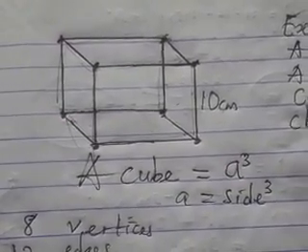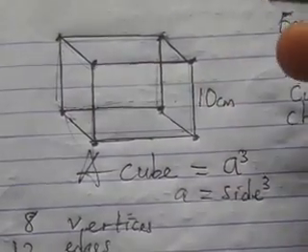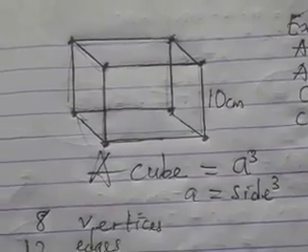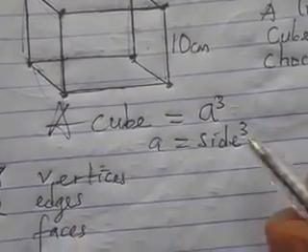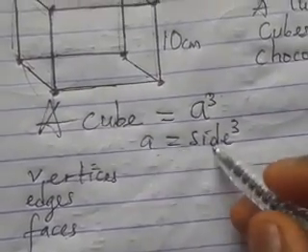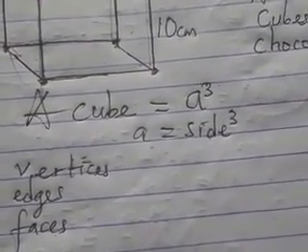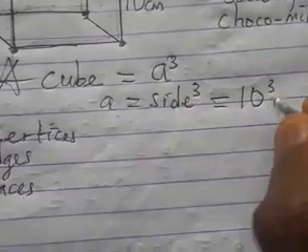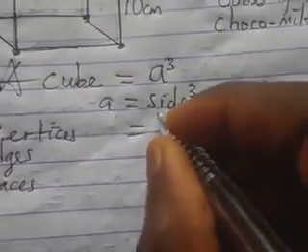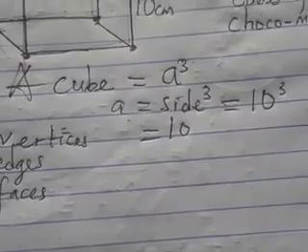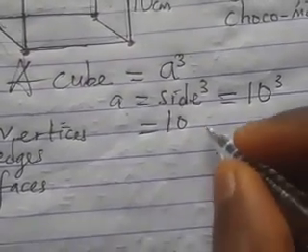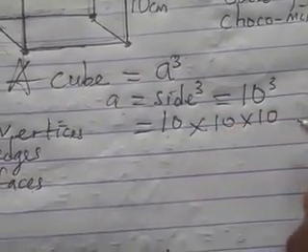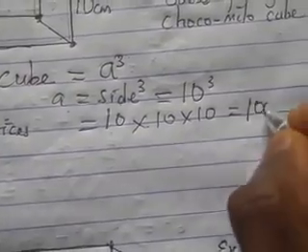So if here is 10, everywhere is 10. Find the volume of a cube with side 10 centimeter. All you have to do is use the formula a raised to power 3, where a is the side. So you say side raised to power 3, which is 10 raised to power 3. What's 10 raised to power 3? That means 10 in 3 places: 10 times 10 times 10. What is 10 times 10? 100. 100 times 10, 1000.